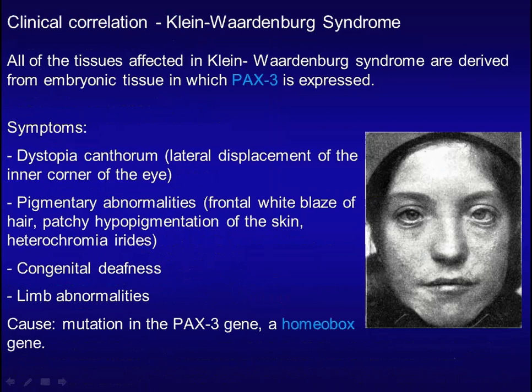Here is clinical correlation. Klein-Waardenburg syndrome is caused by mutation in PEG3, a homeobox gene. Symptoms include dystopia cantharum. It refers to lateral displacements of inner corner of the eye. Pigmentary abnormalities, limb abnormalities, and congenital deafness.